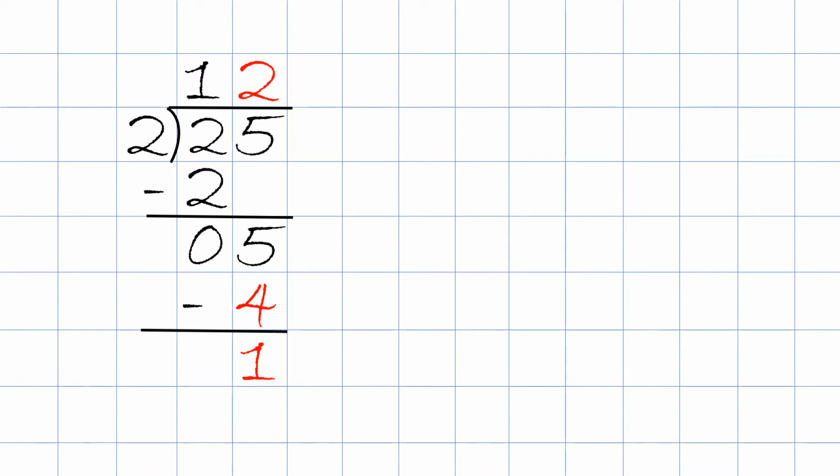So what do we do with the 1? Since we got no more numbers to bring down, we bring the 1 to the top. We write the R. The R stands for remainder. So the answer is 12 remainder 1, or 12 with 1 left over.